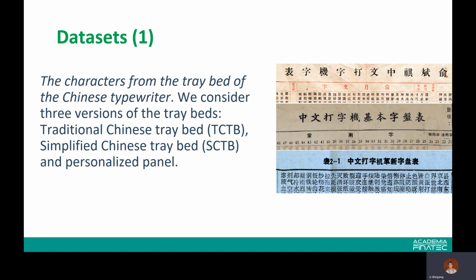We are using two kinds of data sets. Data set 1. The characters from the treatbeds of the Chinese typewriter. We consider three versions of the treatbed: traditional Chinese treatbed, simplified Chinese treatbed, and personalized treatbed. We can see the picture on the left side of the slide.